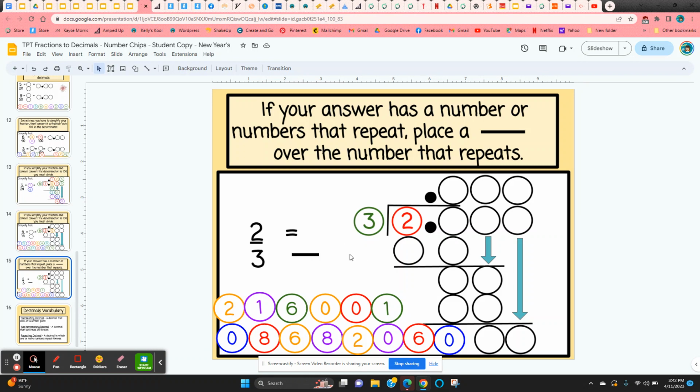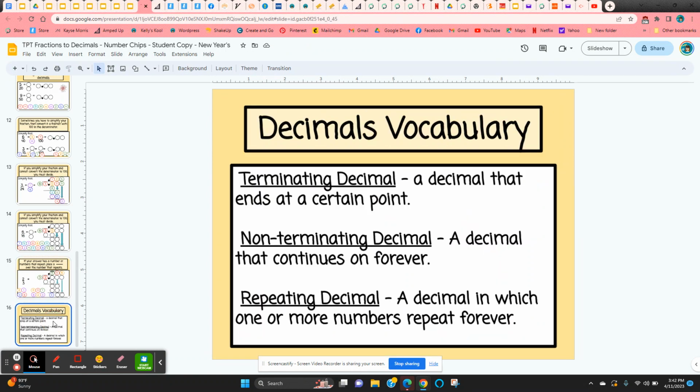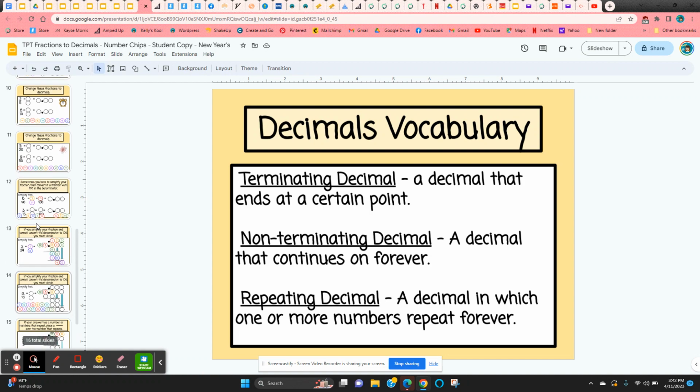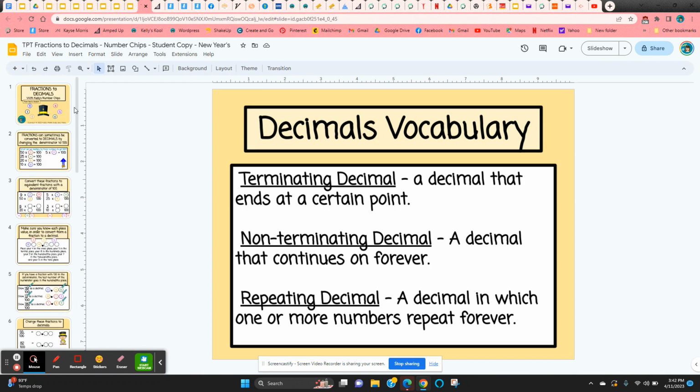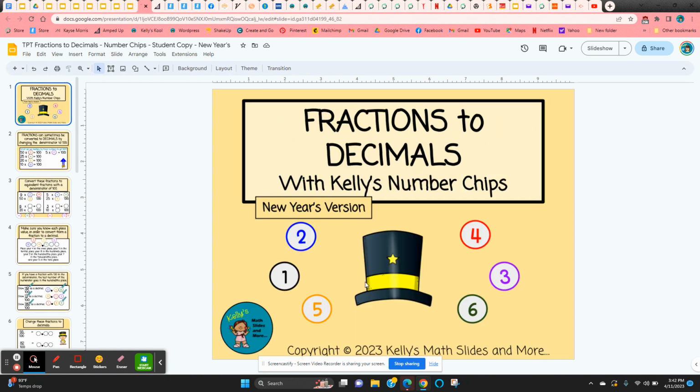So they're going to use this little bar, move it into place. When they do all of the division, they're going to get repeating sixes. And then they just move this bar over the 6 to show it's repeating. And again, all the numbers they need will be here. So the final slide is just a vocabulary you might want to go over with the students, the 3 different types of decimals that they're going to see. So this is a New Year's version of fractions to decimals with number chips.